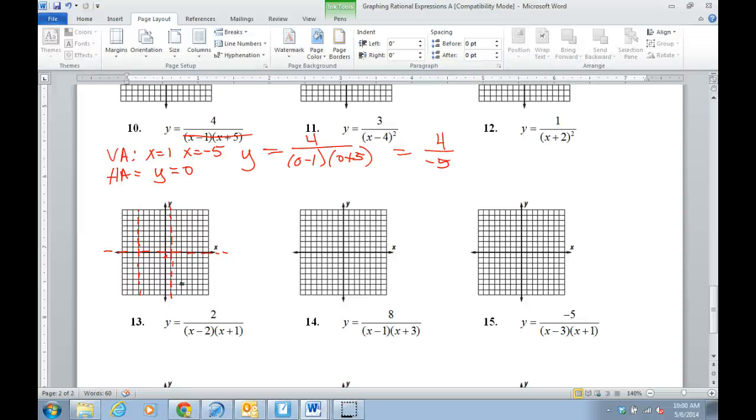So what do I need to do? Plug in some other values. Because this is below the asymptote lines here, I'm going to guess that this is going to do something like this. But I need to check to the right of that and to the left of that. So let's plug in a number. Let's plug in 2. So if I put 4 over 2 minus 1, yeah, that was right here.